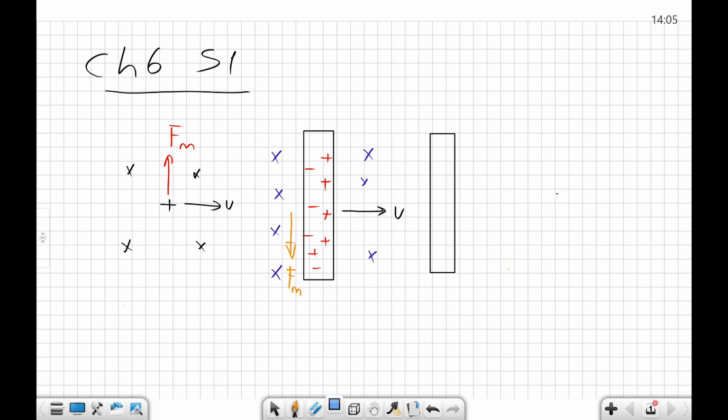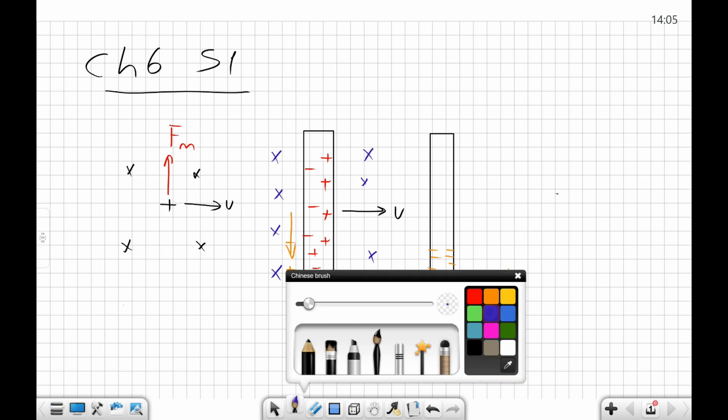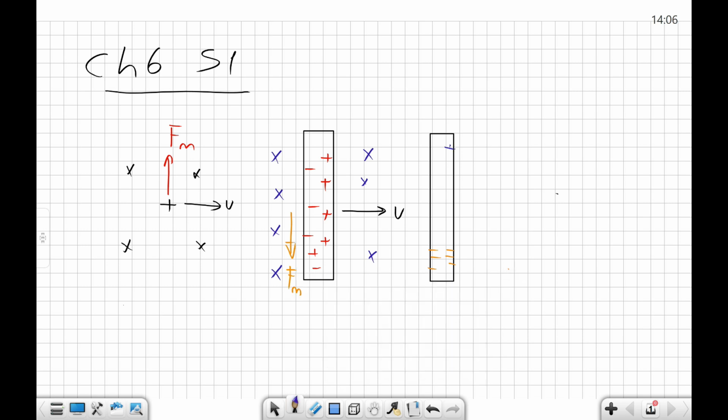After a moment, you will see that the negative charge will accumulate at the lower side of the wire, and the upper side has lost electrons, so it will be positively charged.